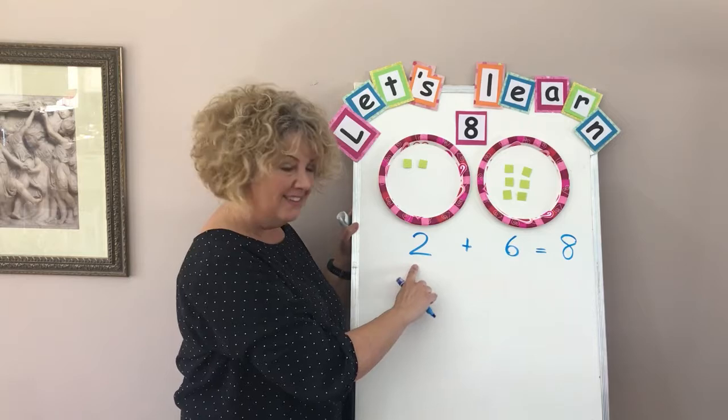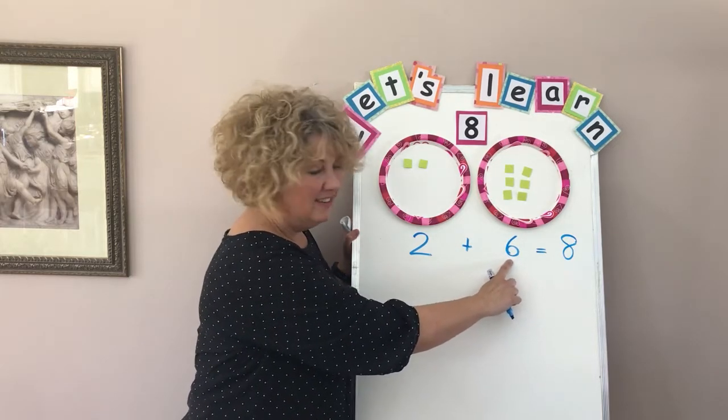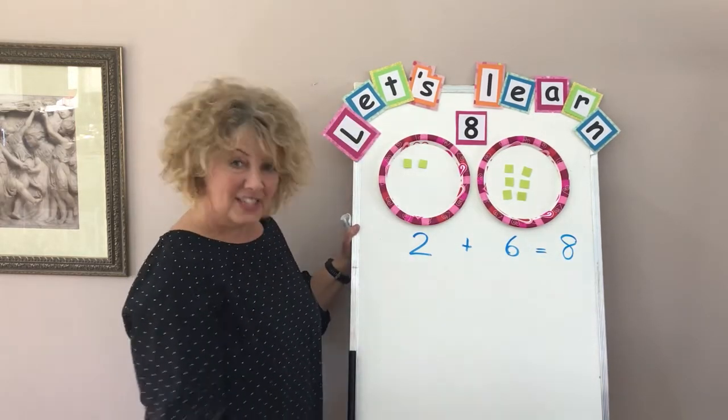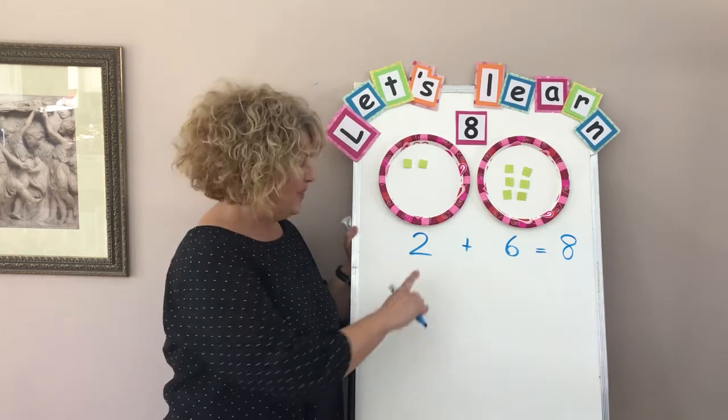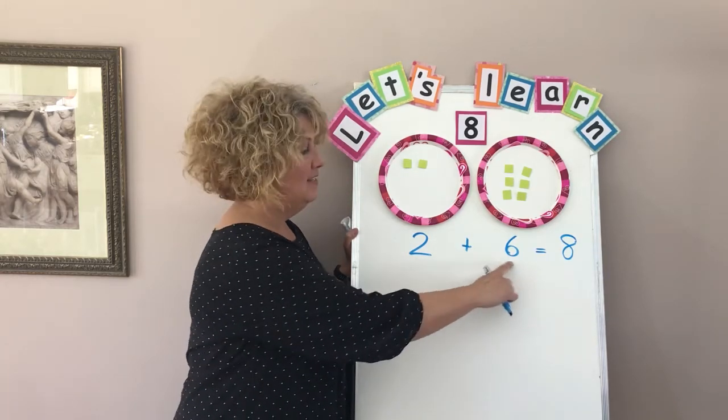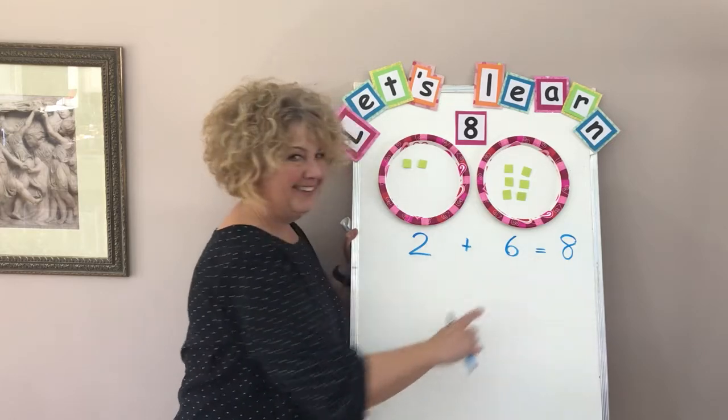2 squares plus 6 more squares equals 8 squares. Can you help me read this number sentence, please? 2 plus 6 equals 8.